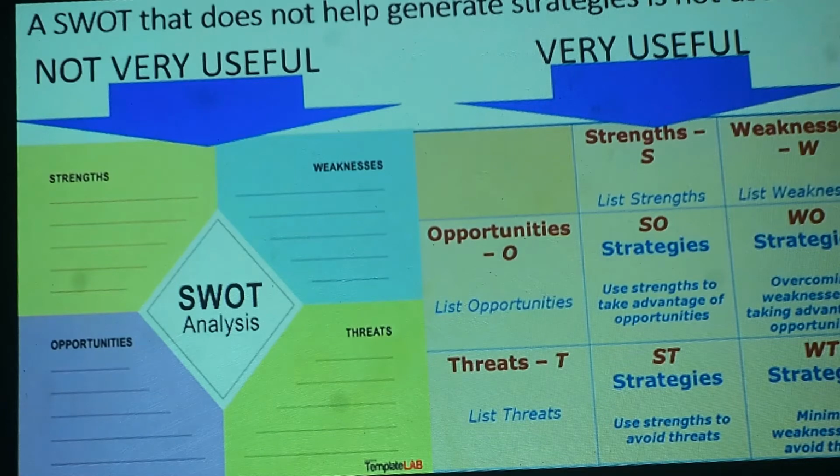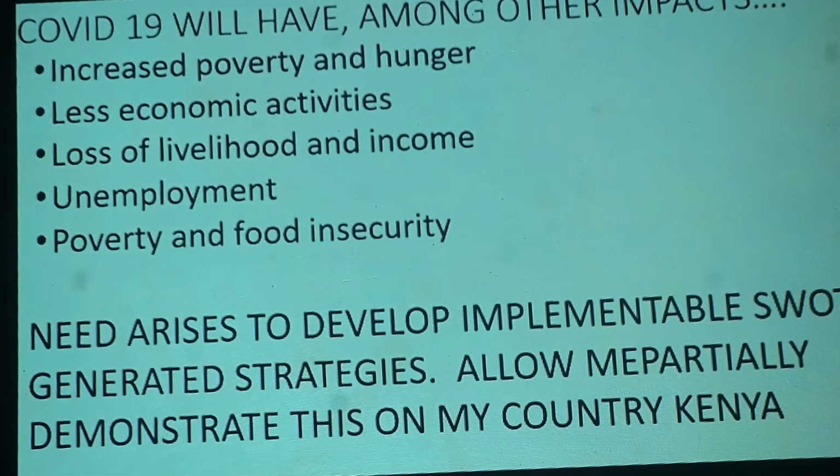And then for ST strategies, we want to use strengths to avoid the threats. And for the WT strategies, we want to minimize the weaknesses as we avoid the threats. So, by listing the strengths, weaknesses, opportunities and threats, and not analyzing them, combining them to generate strategies, you would not have done SWOT.